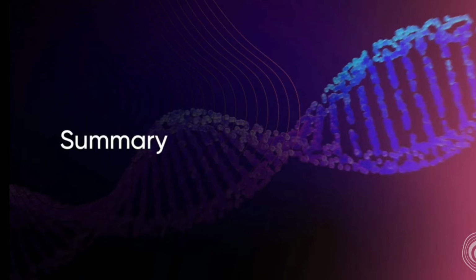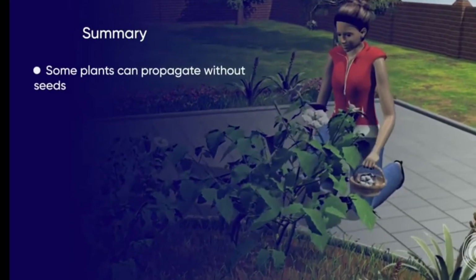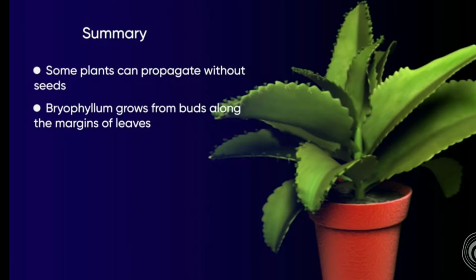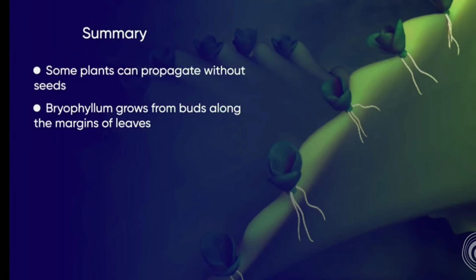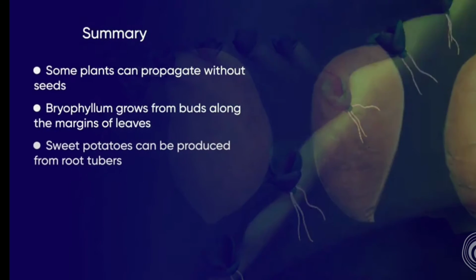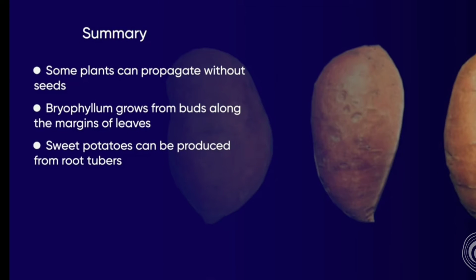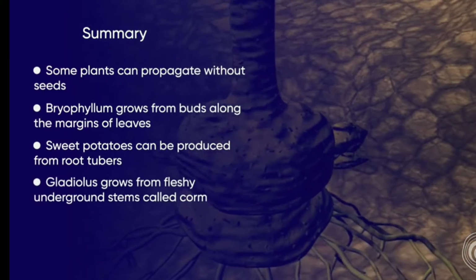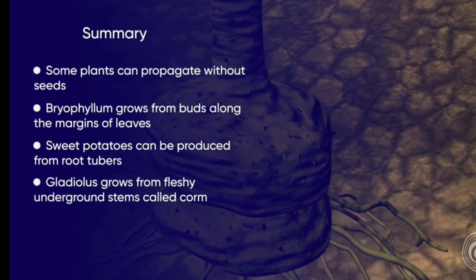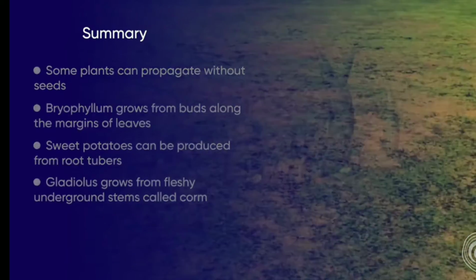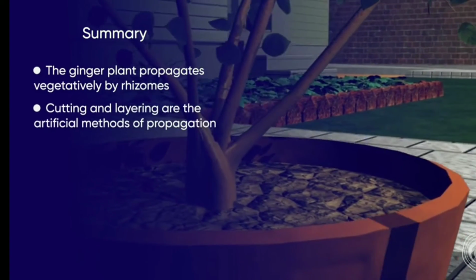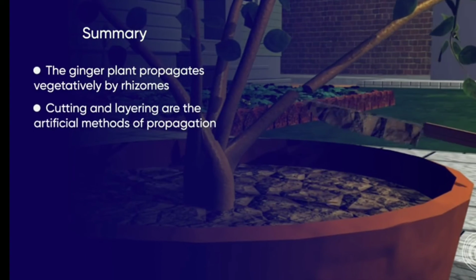Let us summarize. Some plants can propagate without seeds. Bryophyllum grows from buds along the margins of leaves. Sweet potatoes can be produced from root tubers. Gladiolus grows from fleshy underground stems called corms. The ginger plant propagates vegetatively by rhizomes. Cutting and layering are the artificial methods of propagation.